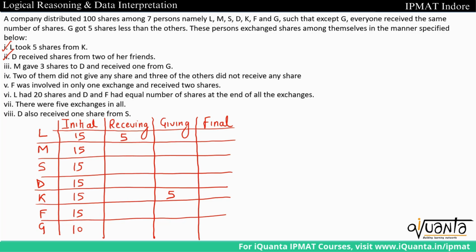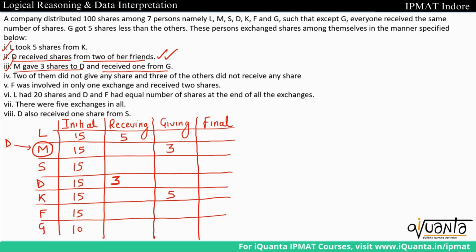Then second clue is D received shares from 2 of her friends. So we do not know who are those friends who are giving shares to D. Now third one is M gave 3 shares to D. So M gave 3 shares to D. That means D would have received 3 shares. So in the second point it was given that D received shares from 2 of her friends, and in the third point it is written that M gave 3 shares to D. So one of the friends who is giving shares to D is M over here. We need to find one more friend who is giving shares to D. So M gave 3 shares to D, so D received 3 shares from M and M would have given those 3 shares.